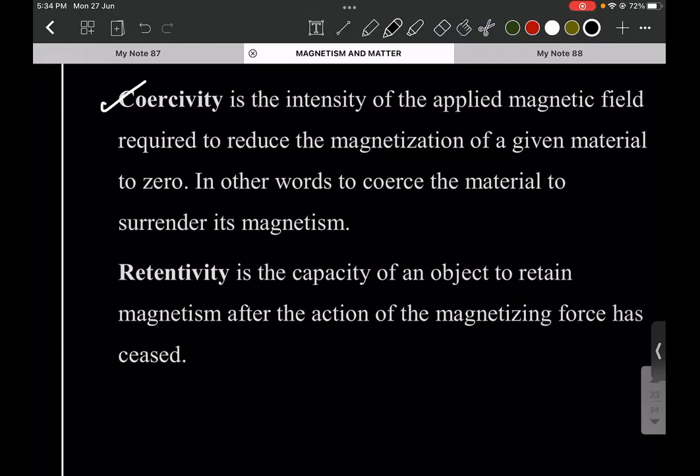So from this I have a question. If you want to design a permanent magnet, what kind of a ferromagnetic substance will you choose? That material should have high retentivity and high coercivity also. If they both are high, then that material will be used for a permanent magnet.